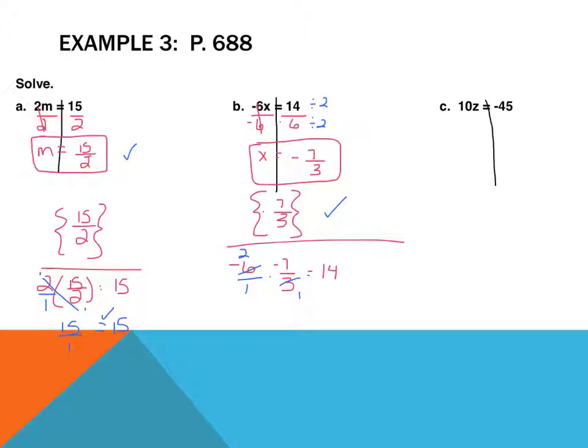Alright, and example C. 10 times z equals negative 45, so we'll divide both sides by 10. Z equals, and then 45 and 10 are both divisible by 5. So I'm just reducing the fraction 45 over 10. So that's going to be a negative 9 over 10 divided by 5 is 2.